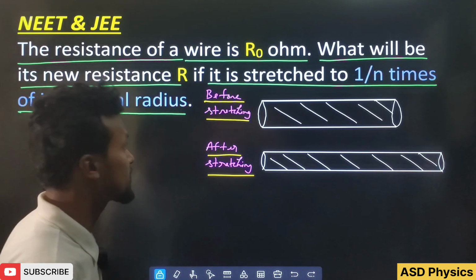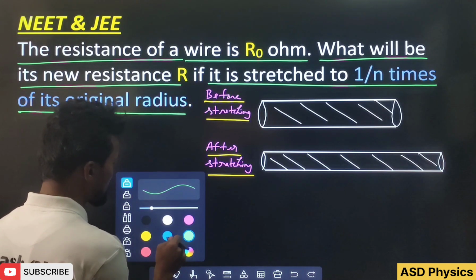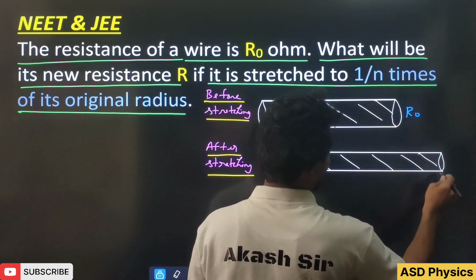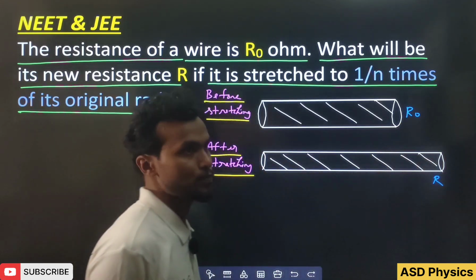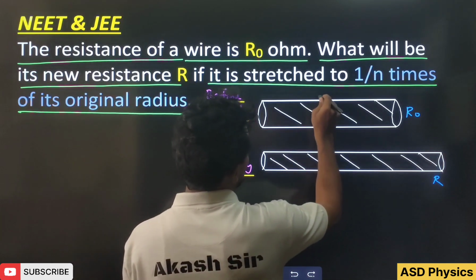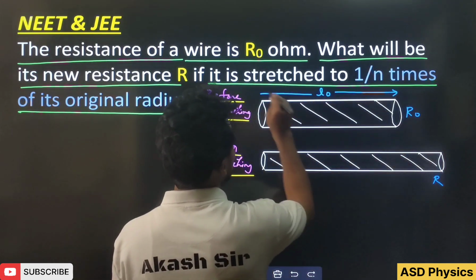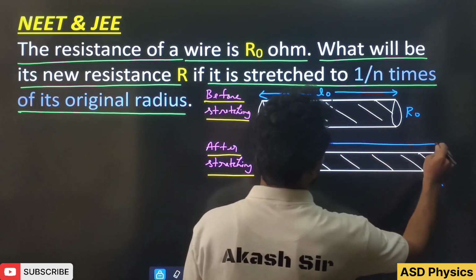Now they are talking in terms of the radius. So see here, students, let's take here the original resistance is R naught and the new resistance is R. Okay, and let's take here again, the original length is L naught and the new length is L.